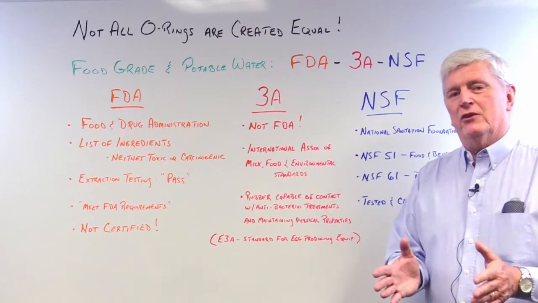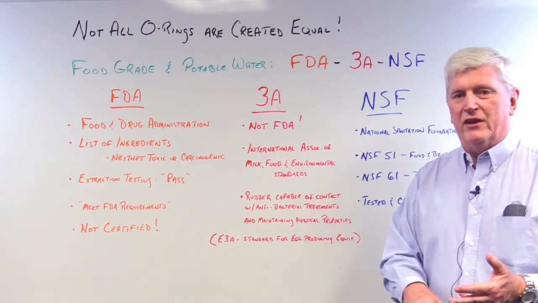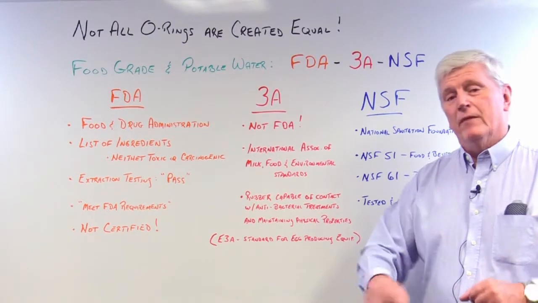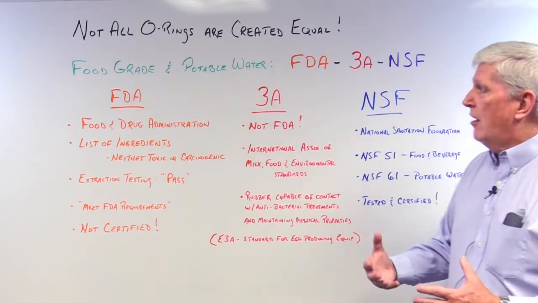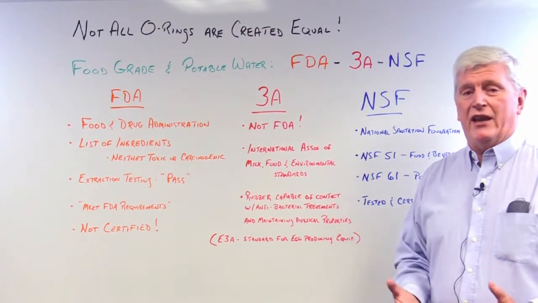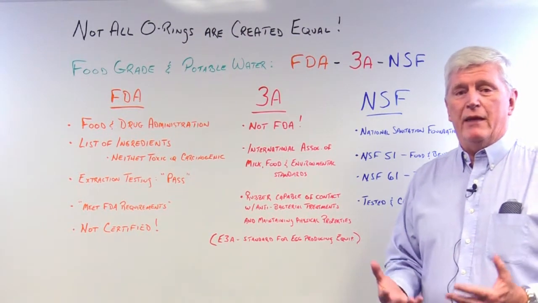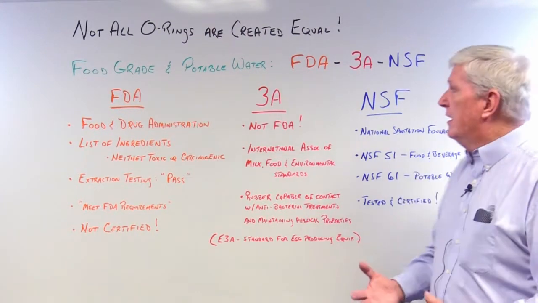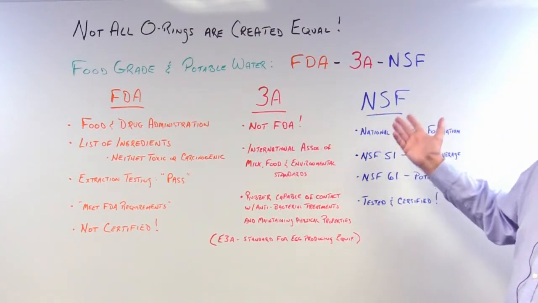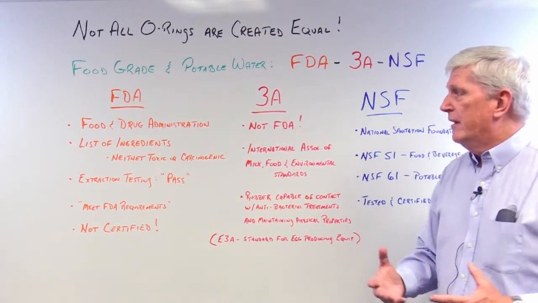Again, specific to North America, the China GB 4806 and the European WRAS are standards to be addressed another time as well. But in general, as we talk about food grade and potable water, there are three standards that in the production of O-rings you need to be able to consider and be aware of. Those specifically being FDA, 3A, and NSF. Let's break it down and talk about each one individually.